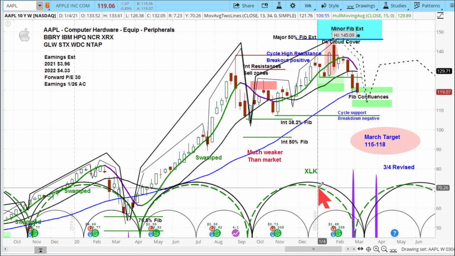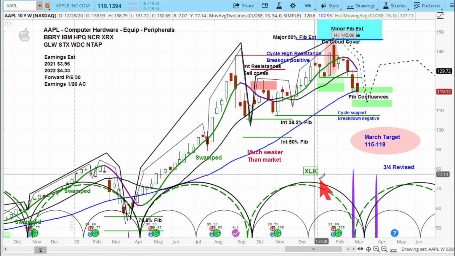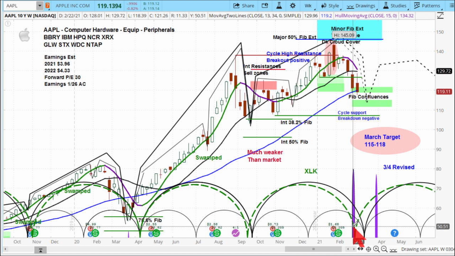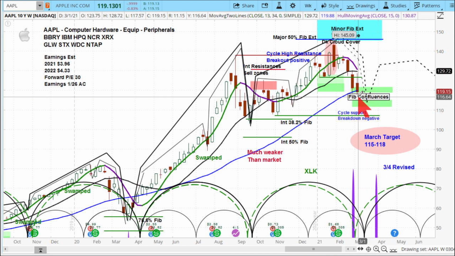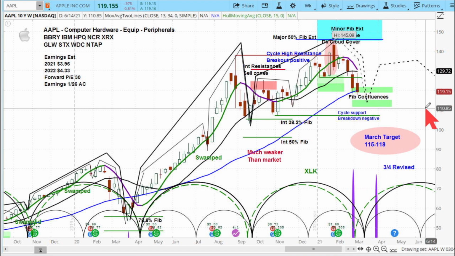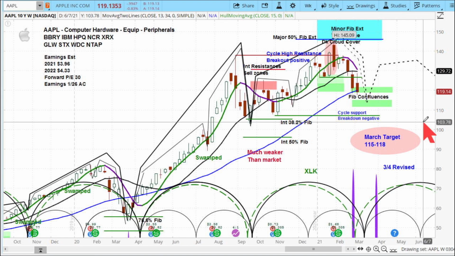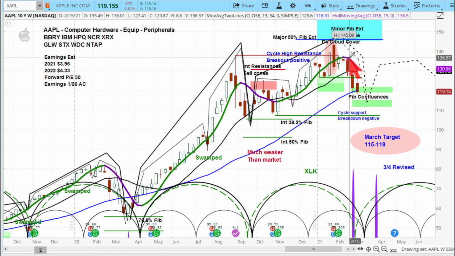This is the XLK, the dash line. So I just wanted to look how you can see how it compares in Apple. We had a March target of 115 to 118 in Apple. It got down to 117 this week so far. So very much following what we believed. You see momentum turn down right over there.